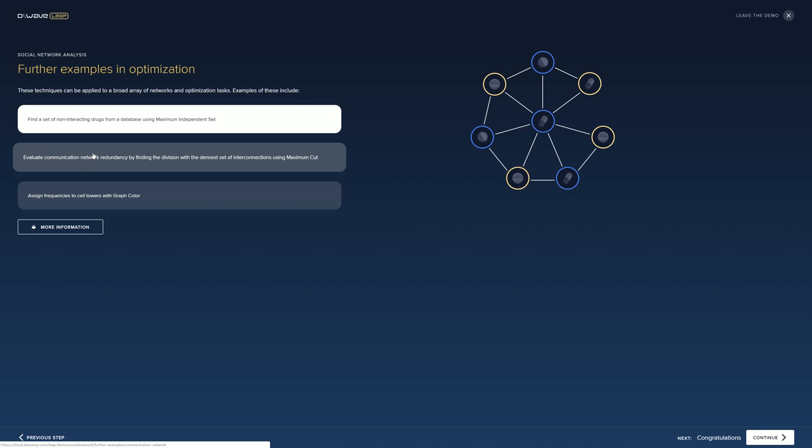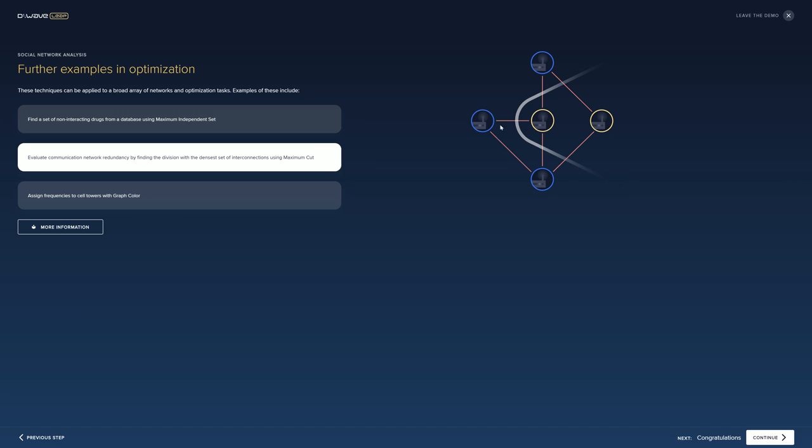Evaluate communication network redundancy by finding the division with the densest set of interconnections using maximum cut, making a communication network much more efficient. Another way to say it, let's see how that works. The redundancy line here, of course, connected in the shortest way. How about here, like this? But that would be a longer way here. So, okay.